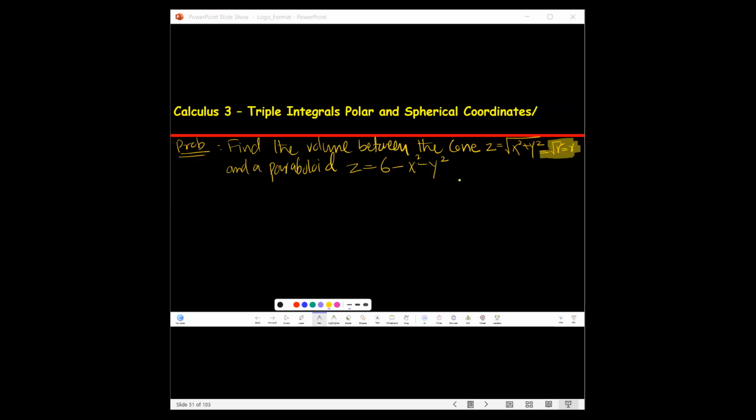Okay, so let's do some simplification and then we'll talk about how they're going to look. So we have a cone and a paraboloid. The cone is given like this shape, right? And then the paraboloid is another shape, maybe here. I'm going to say this is r.